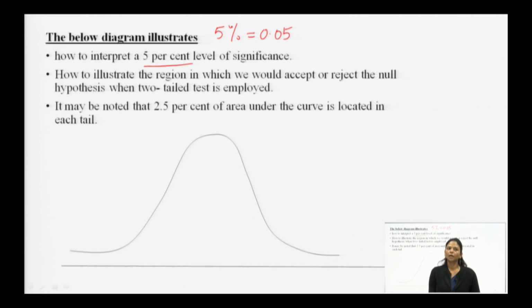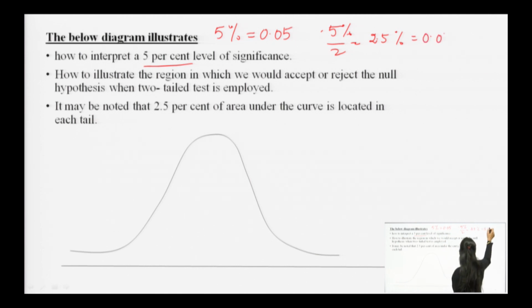How to illustrate a region in which we would accept or reject the null hypothesis when a two-tailed test is employed? It may be noted that 2.5% of the area under the curve is located on each tail. Why? Because we are talking about 5%. If 5% is broken into two parts, it is 5% divided by 2, equal to 2.5% on either of the two sides, that is 0.025.